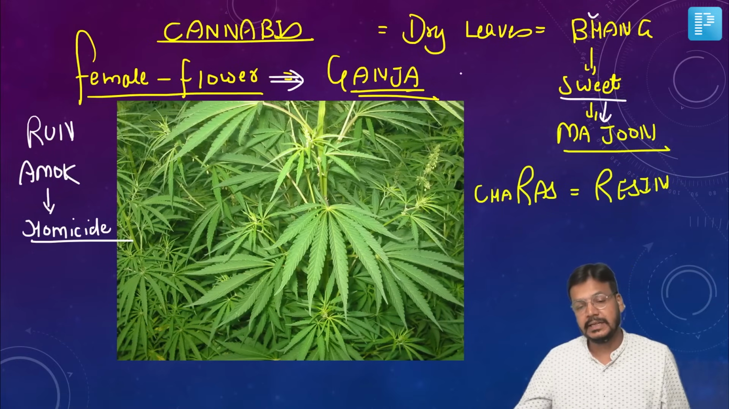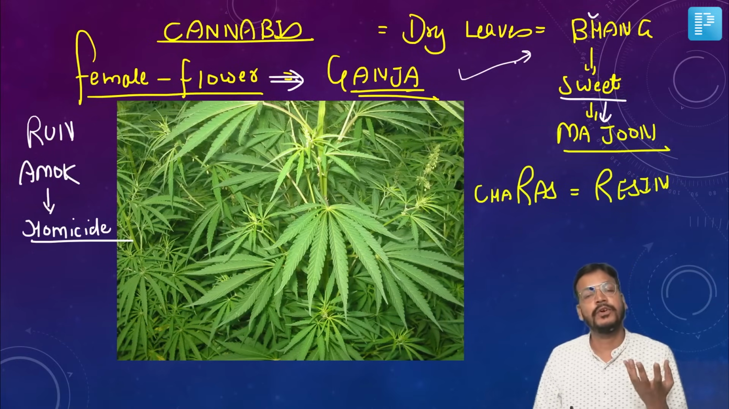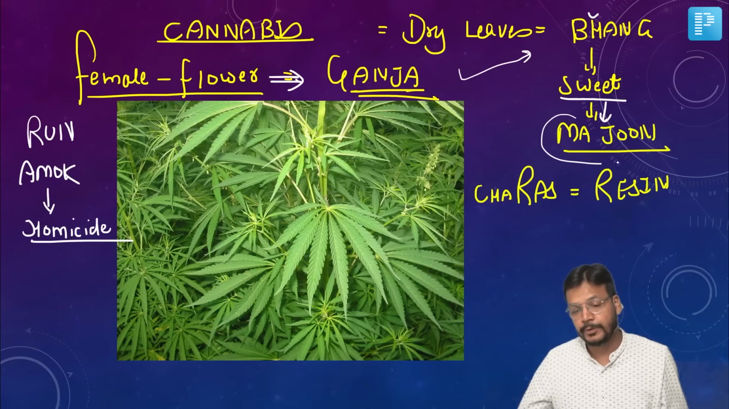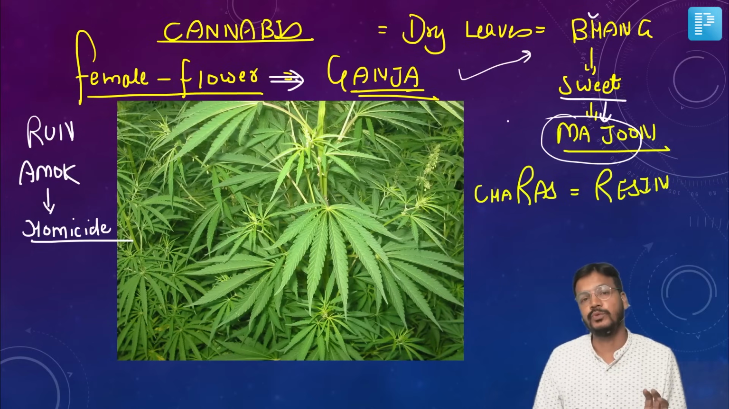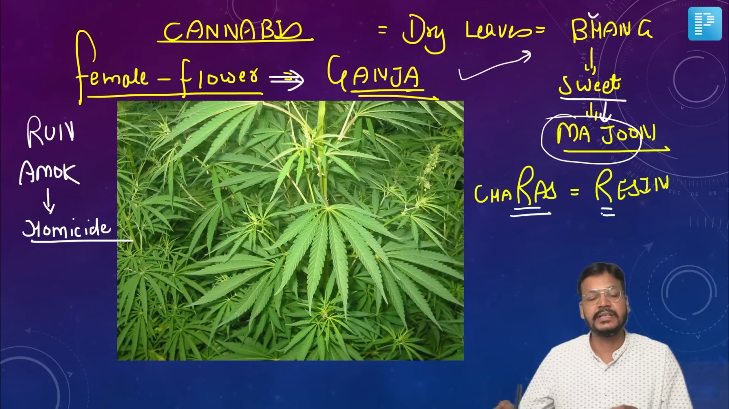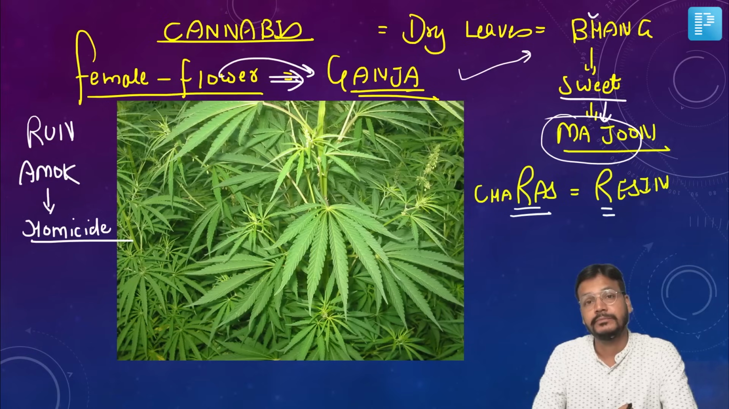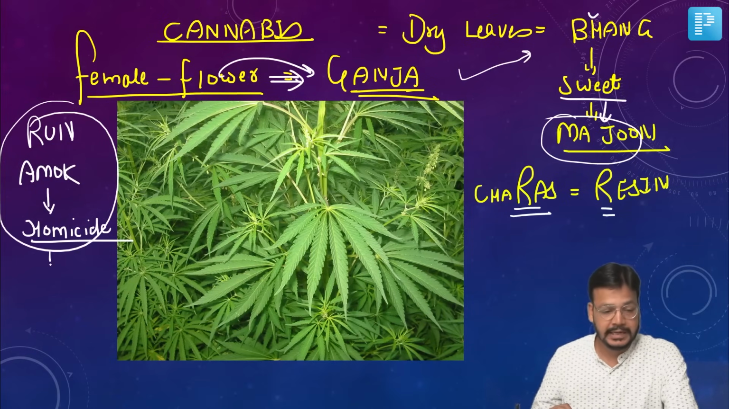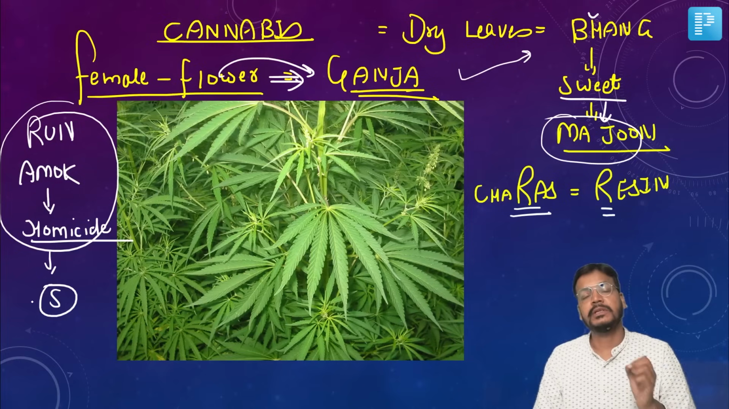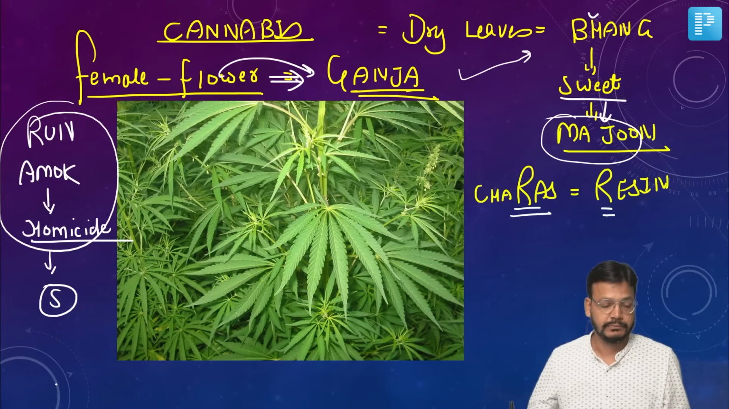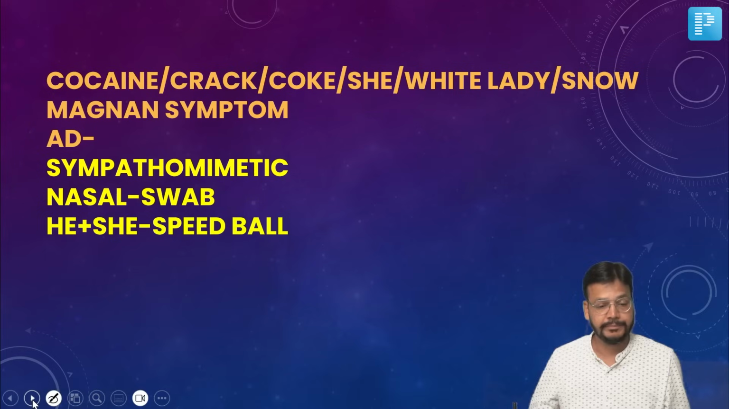Cannabis, you can see the dry leaf of the cannabis causes formation of bhang. The sweet product of bhang is mazoon. It is sweet, honey and something is added in bhang. Charas, ras is resin. Female flower is used for making ganja. These are the products of marijuana. Bhang, cannabis, ganja, charas. Run amok is homicide followed by suicide by bhang. That is cannabis, run amok.